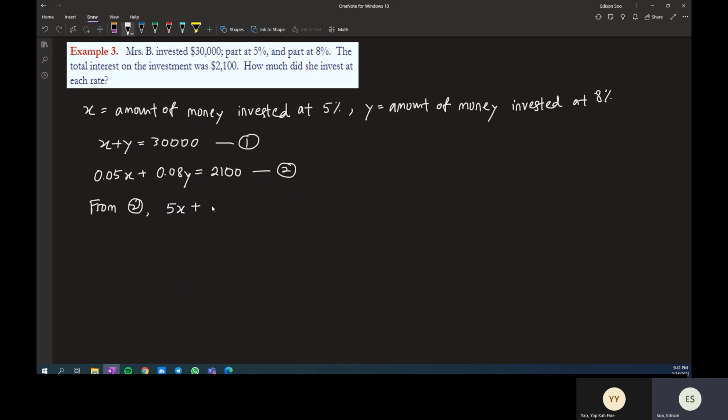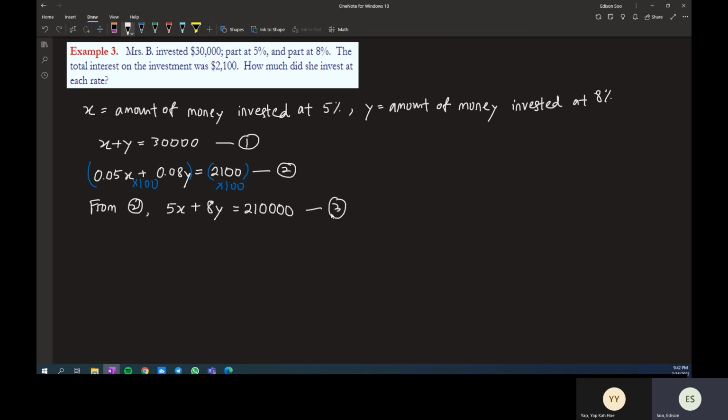So it becomes 5x plus 8y equals 210,000 if I'm not mistaken. Because basically you just times 100 here and times 100 here to get rid of the decimal points. So basically this is just equation 3.